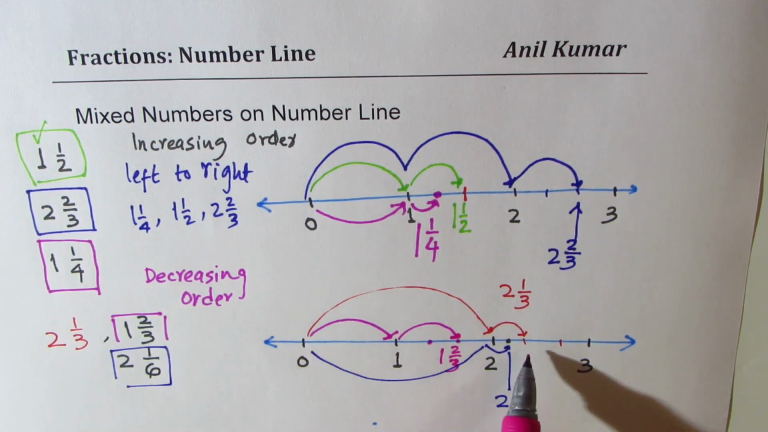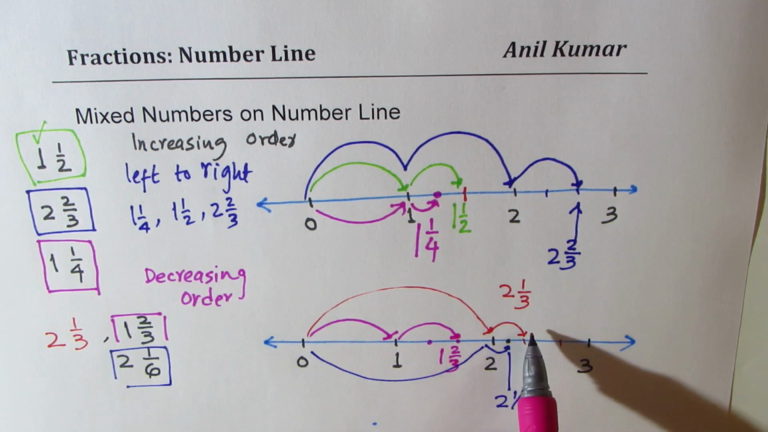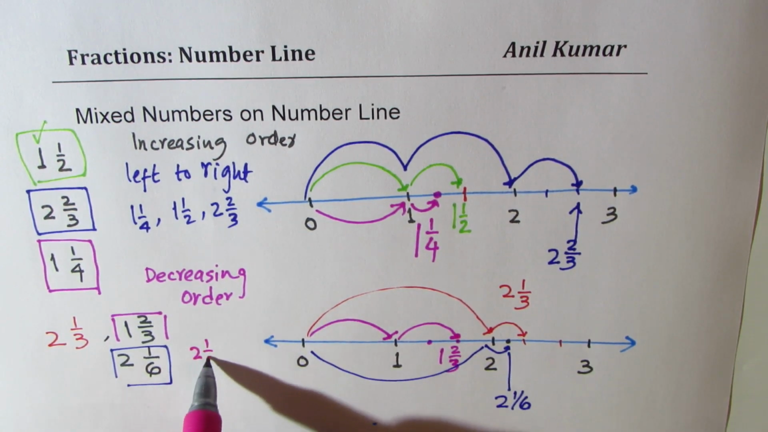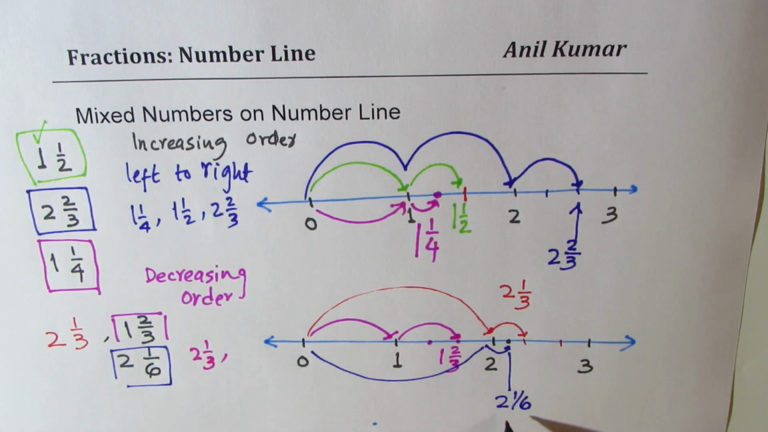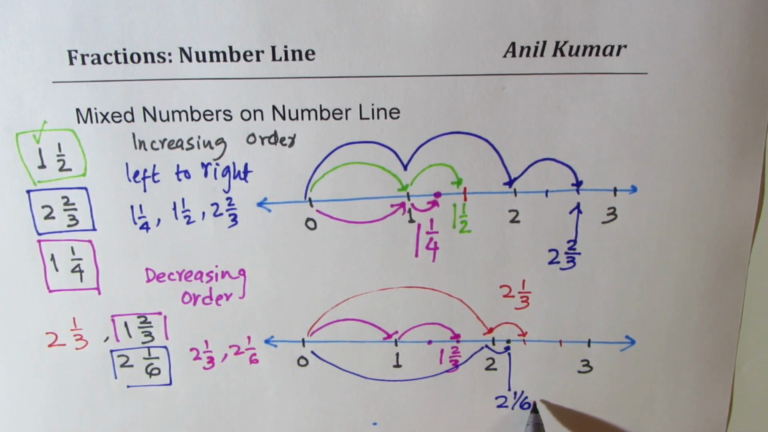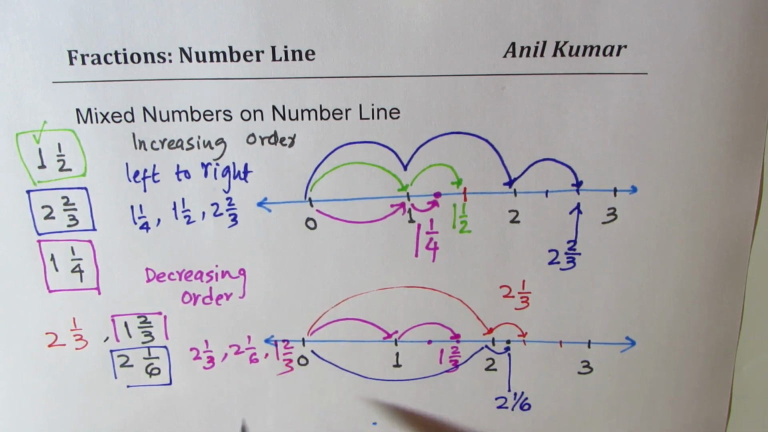So 1, 2 over 3. Now you can write this in decreasing order. The number which comes at the end is the highest, which in this case is 2, 1 over 3, correct? So we'll write this as 2, 1 over 3, that is the highest number, then 2, 1 over 6, and the last number, which is the lowest, is 1, 2 over 3. Does it make sense? Right?